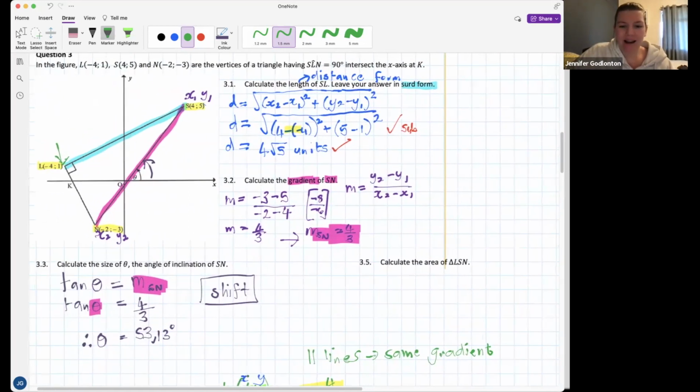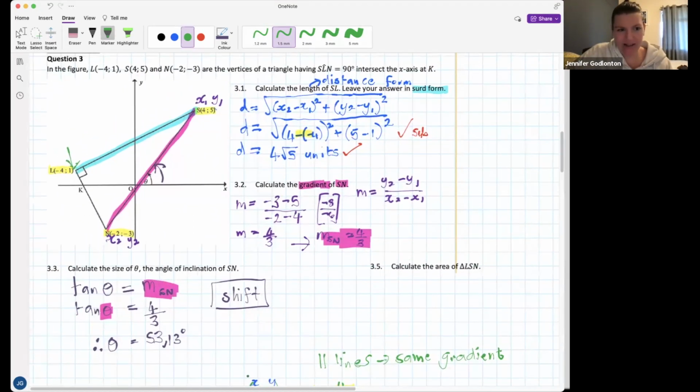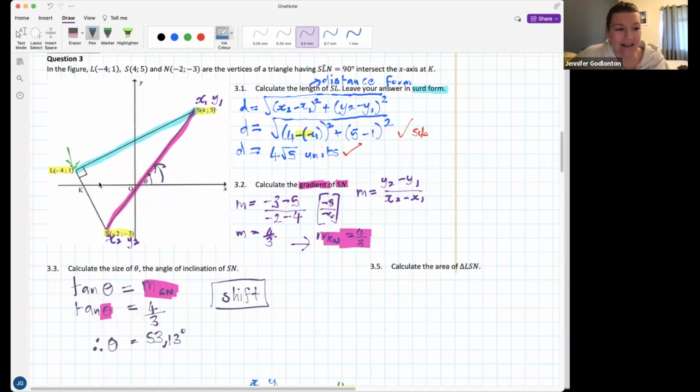Okay, our last question is one of the ones which I find the most annoying, to be honest. But the good news is you get lots of marks for it. So let's focus on that. The question here says, calculate the area of triangle LSN. So we're looking for this area over here. We know it is a right angle triangle, which is very helpful to us.